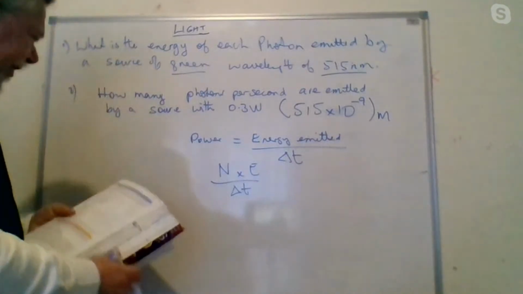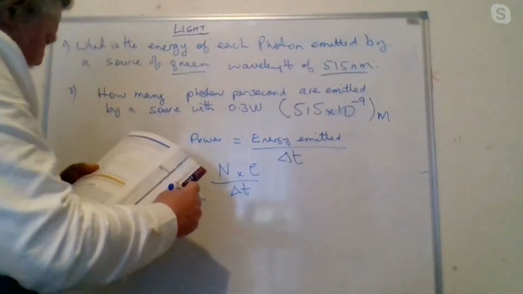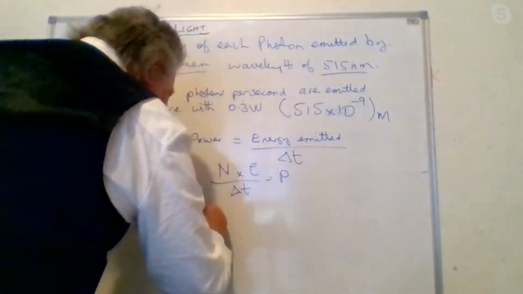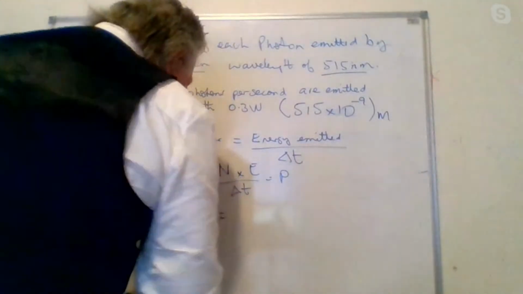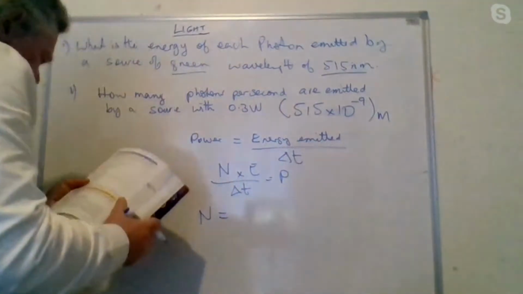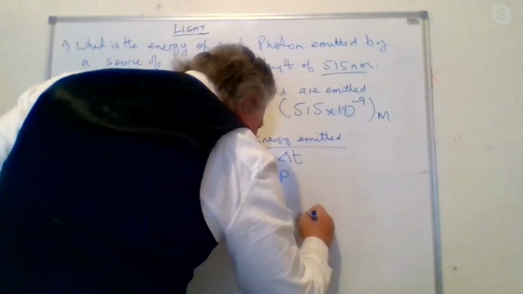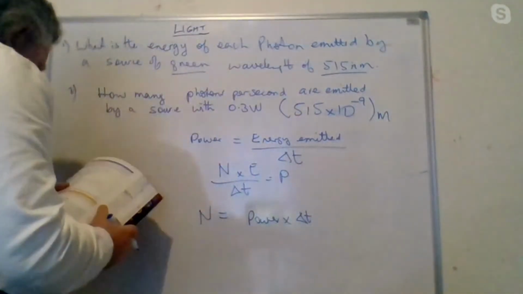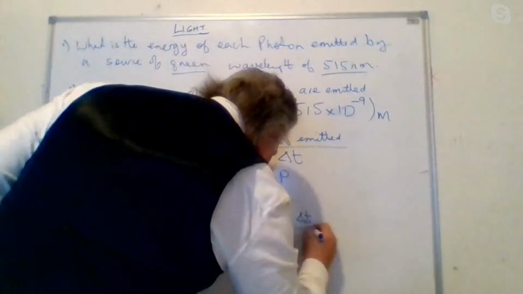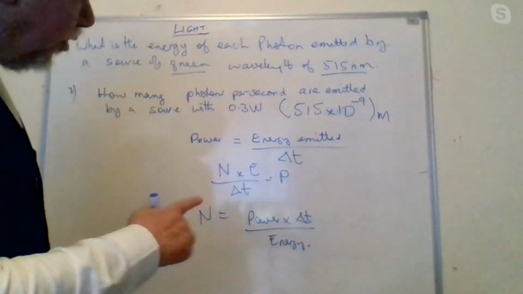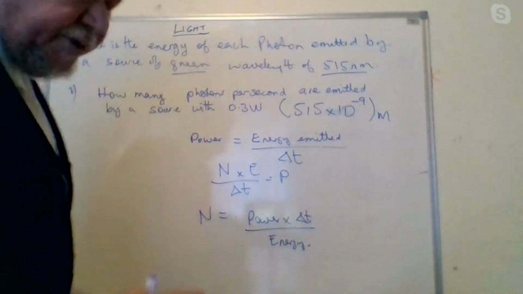Okay, so let's see if we can just rearrange our formula. So we've got the number of photons, and this is power, by the way. So now we're going to say that the number of photons is the power times the change in time, divided by the energy. Divided by the energy. Okay, and this is important because we'll just discuss that.